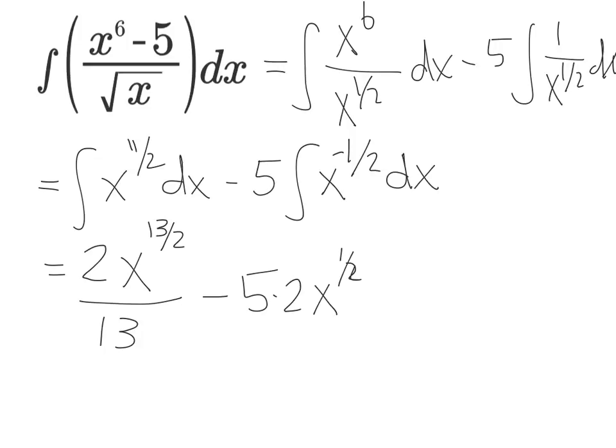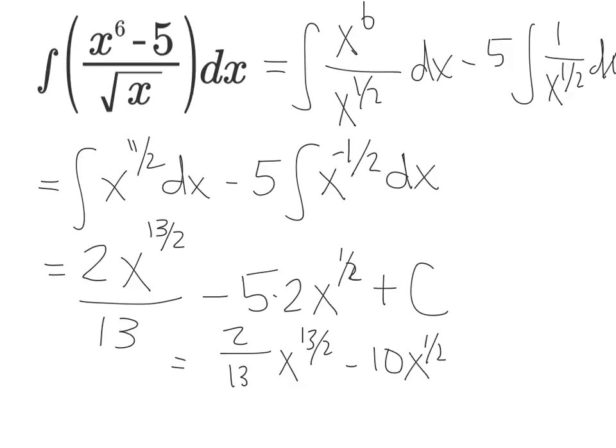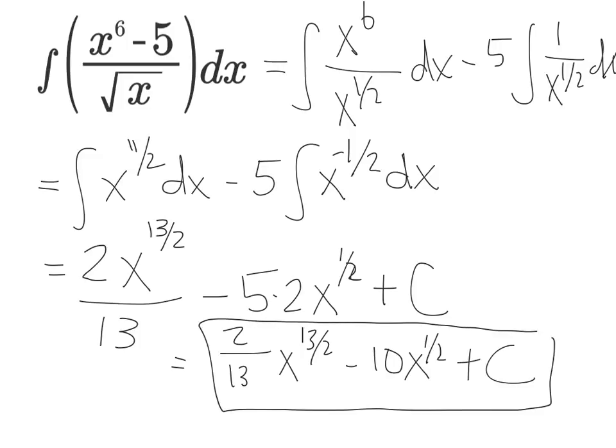And then obviously we don't want to forget, hopefully at this point we feel very comfortable with putting the plus c at the end. That's our constant of integration. And so the final answer is just going to be me cleaning up the 5 times 2 there. So I have 2 over 13 x to the 13/2, and it's okay for me to write it like this, or I could write it all over 13 if I wanted to. It won't really make that big of a difference. This will be minus 10x to the 1/2 and then plus c, and that will be the final answer for the antiderivative.